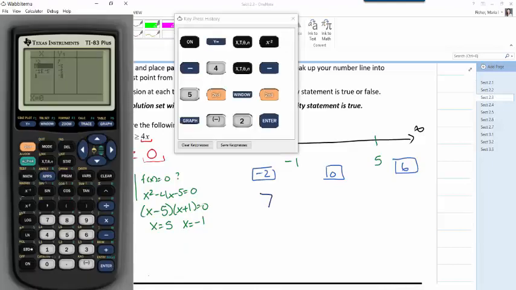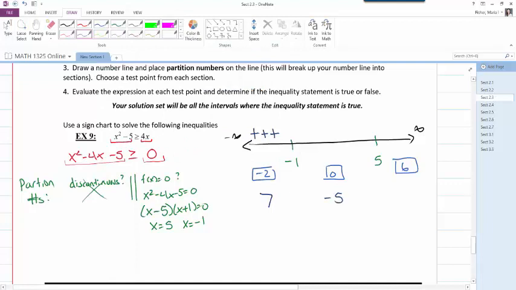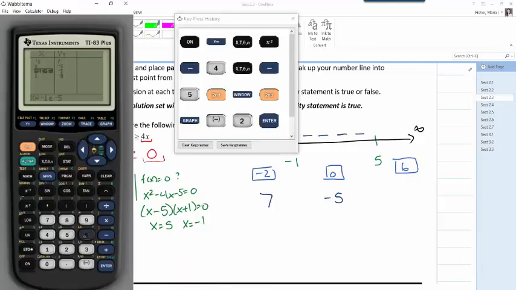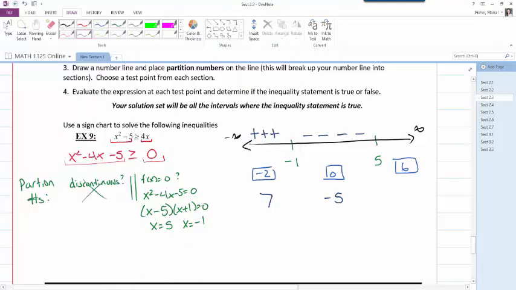Then I'm going to plug in 0 and hit enter, and I end up with -5. So I get -5, which means all the numbers in this section are negative. The last one I'm going to plug in is 6. So again, I hit 6 and then enter, and I get the number 7. 7's a positive number. That means all the numbers in this section are positive.